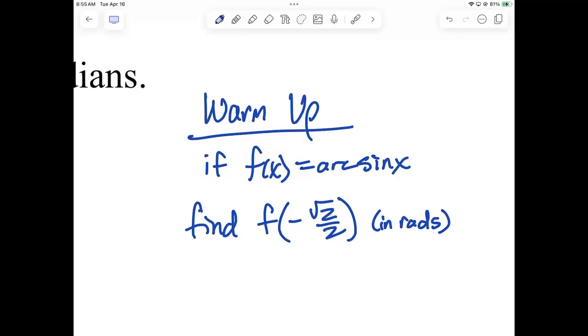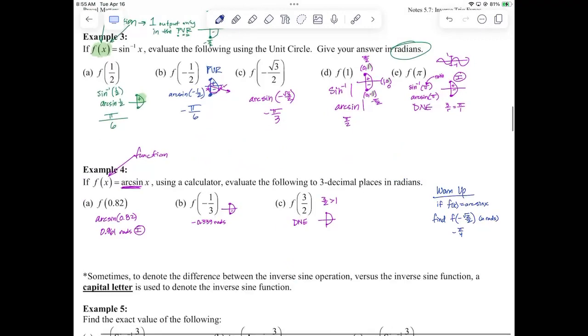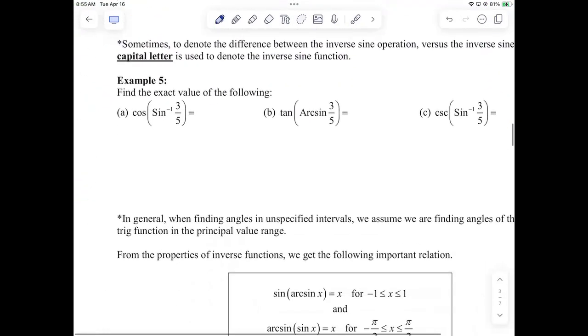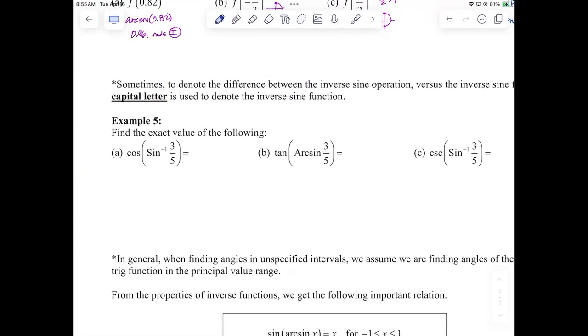If f of x is arcsine of x, what's f of negative square root of 2 over 2? The answer, of course, is negative pi fourths. Very good. It's not 7 pi fourths, which is coterminal with negative pi fourths. It's negative pi fourths. You go straight down clockwise into quadrant 4. Good. All right, so let's start doing compositions now.